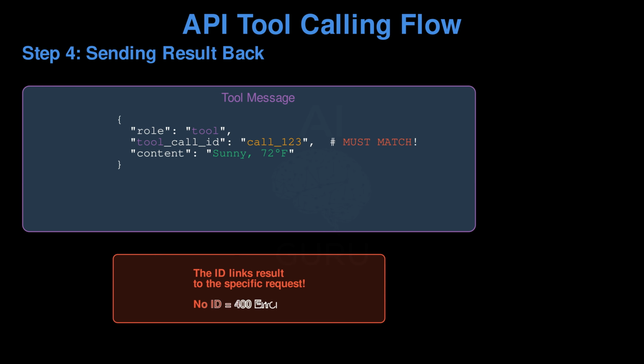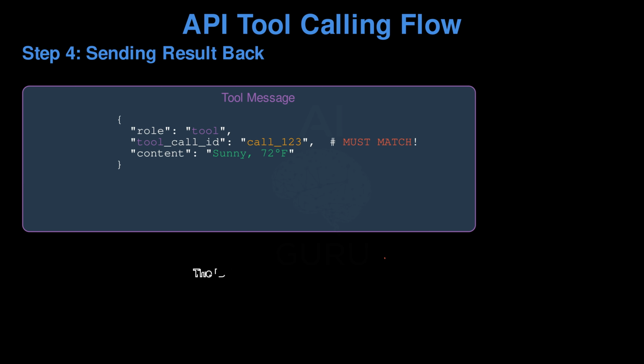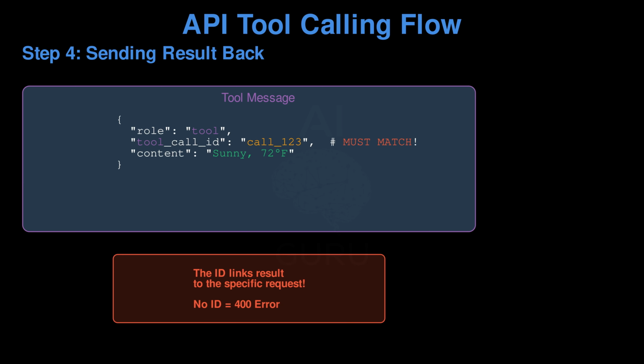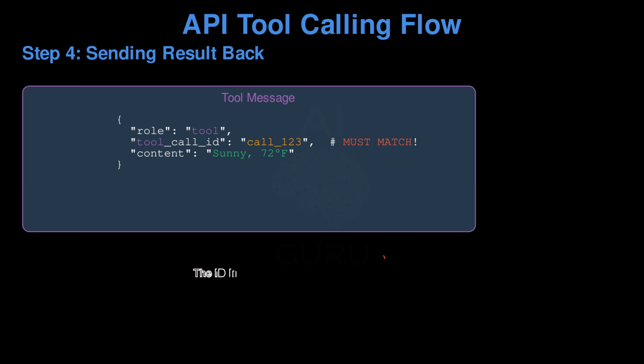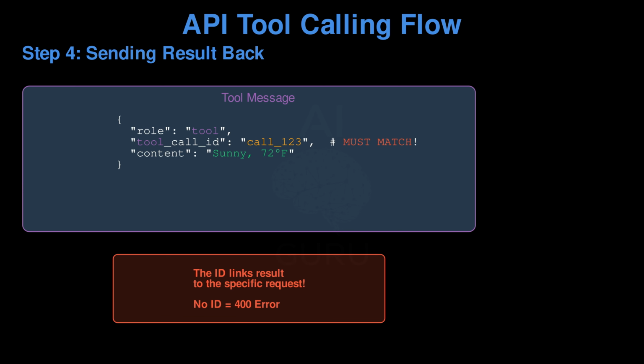Right, and this is where the system is fragile. To create a valid tool message, you need 2 things. First, the content, sunny 72 degrees. Second, you absolutely must include the tool call ID. You have to paste call123 into that message. Why is that ID so non-negotiable?